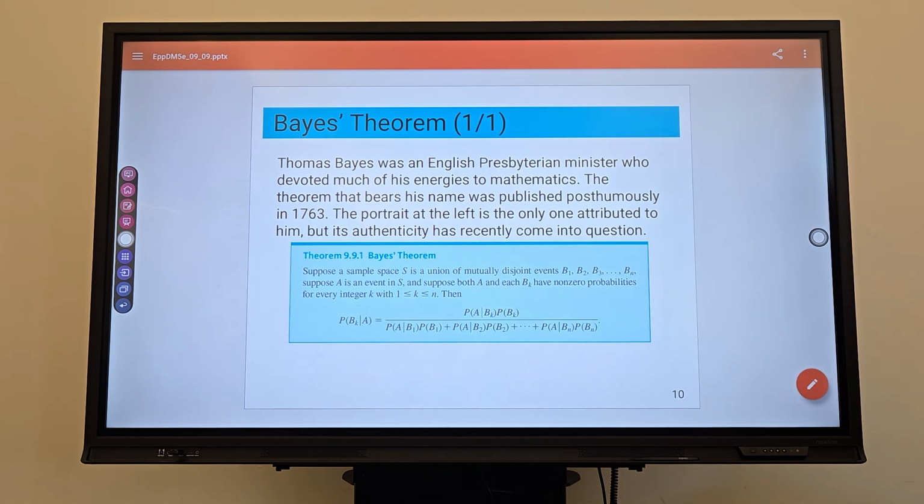Bayes' theorem. Suppose that a sample space S is a union of mutually disjoint events, B1, B2, B3, etc. to Bn. And suppose A is an event in S. And suppose both A and each B sub k have non-zero probabilities for every integer k, with k being between 1 and n. Bayes' theorem is this here on the board.